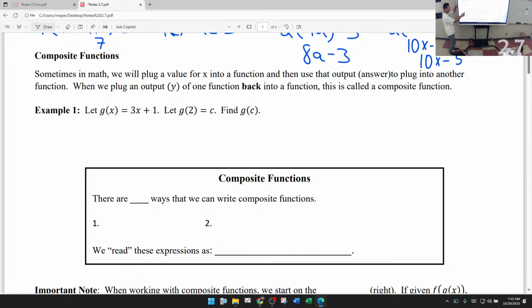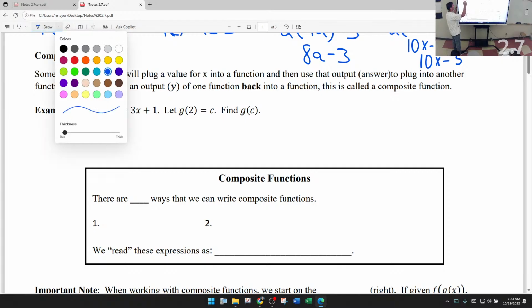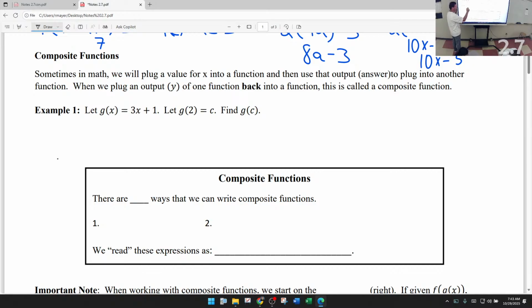So let g of x be 3x plus 1, g of 2 equals c, find g of c. That's a stupid question, but okay. So g of 2 equals c, I want g of c. So g, got to go back to a pencil. Let's change the color. G of c equals 3c plus 1. G of 2 still equals c.